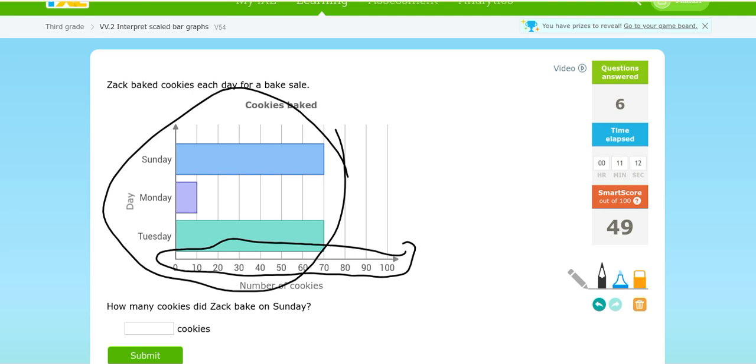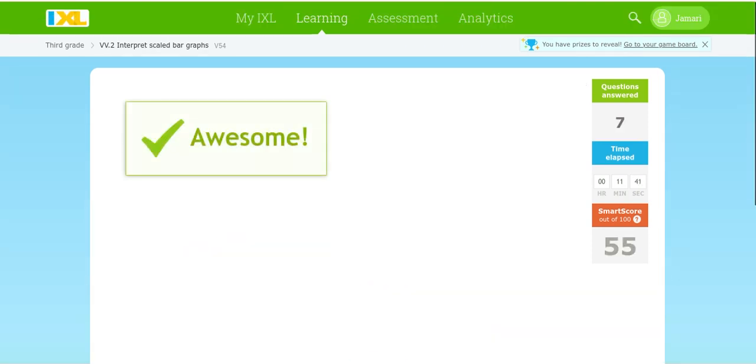Remember, I circled these for a reason. Understand the bars and the scales because they are very important to a scale bar graph. And I'm going to keep on circling it throughout this lesson. Alright, if you're done, then you're correct. It is 70 cookies.